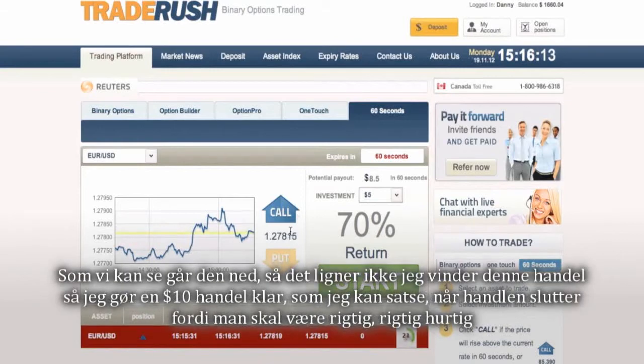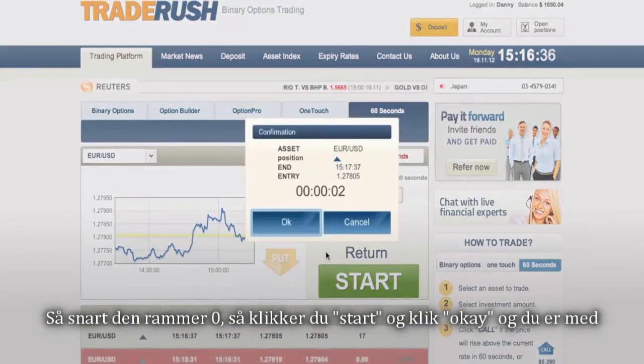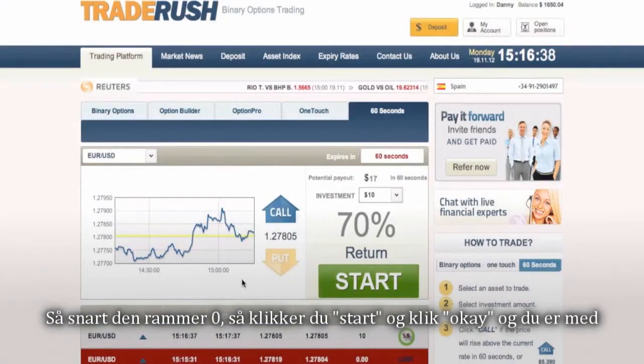And as we're counting down, it doesn't look like I'm going to win this trade. So what I'm going to do next is get the $10 trade ready to strike as soon as the trade finishes. Because remember, you have to be very, very quick. So as you see, this trade is now going to expire in 7, 6, 5, 4, 3, 2, 1. And as soon as it hits 0, you hit start, click OK, and you're straight in there.